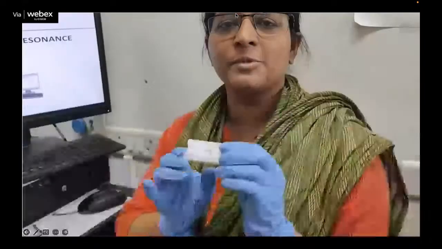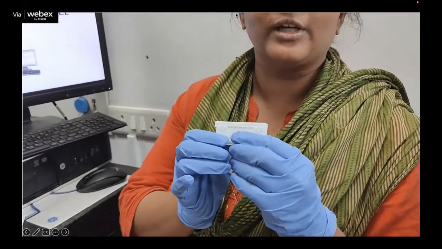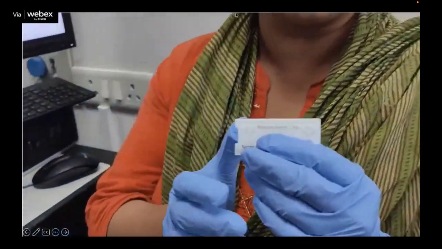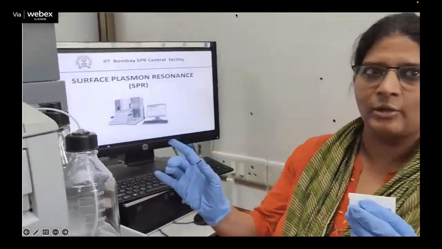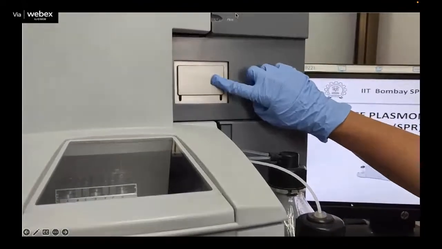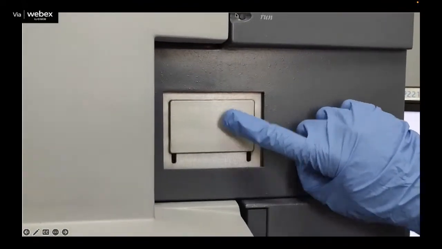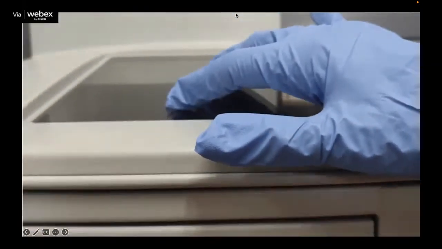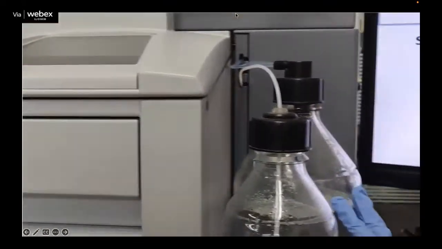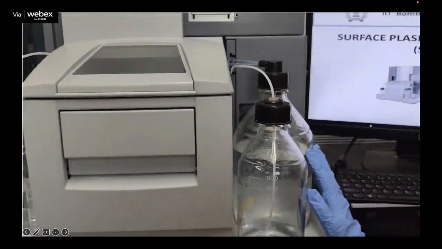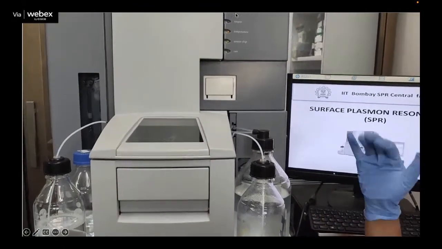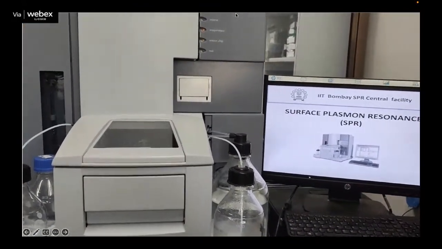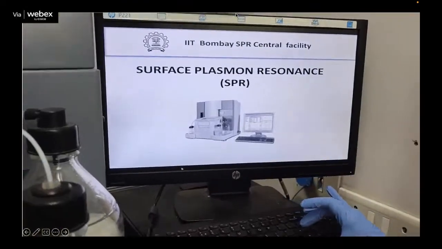Sensor chips, biosensor chips, on which we immobilize one of the interacting partners and we pass the other partner. The partner which we immobilize is called the ligand and the other which we pass is called the analyte. So in the Biacore T200, here is the chip compartment where we drop the chip. You put your chip here, and this is the sample compartment. We'll put your sample here, and this is the buffer compartment, and this is discard. So you immobilize one of the interacting partners, and then you pass the other partner, and you will get the association and the dissociation.